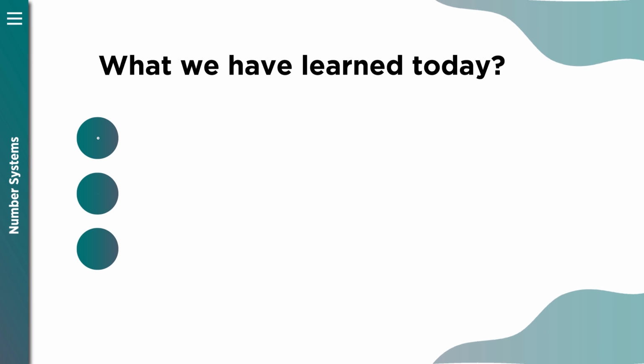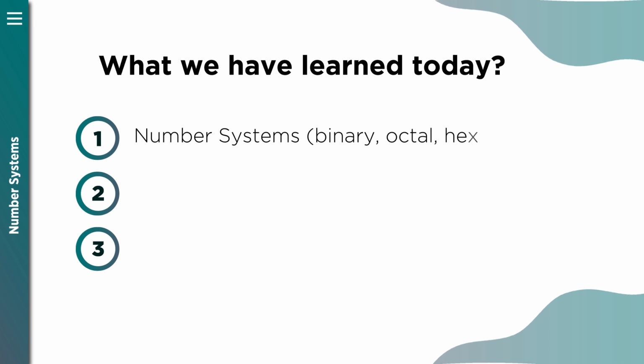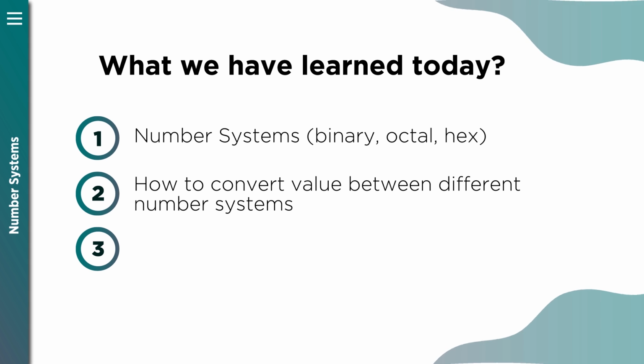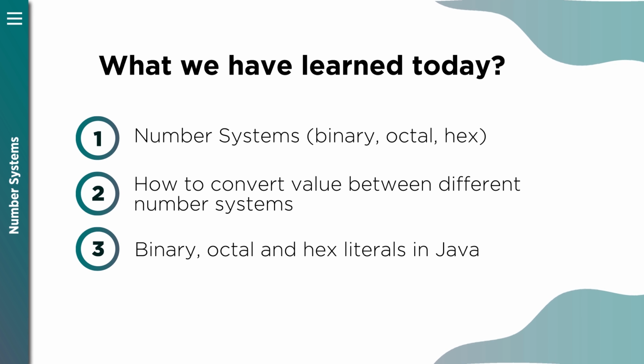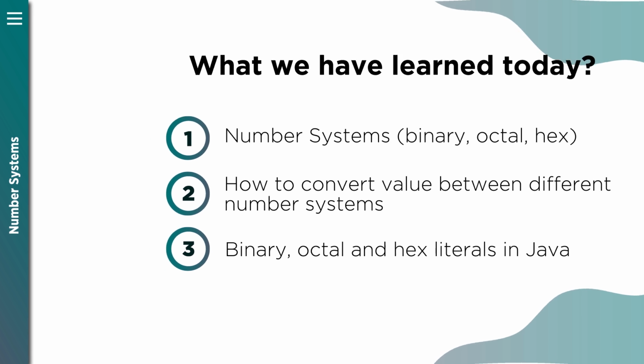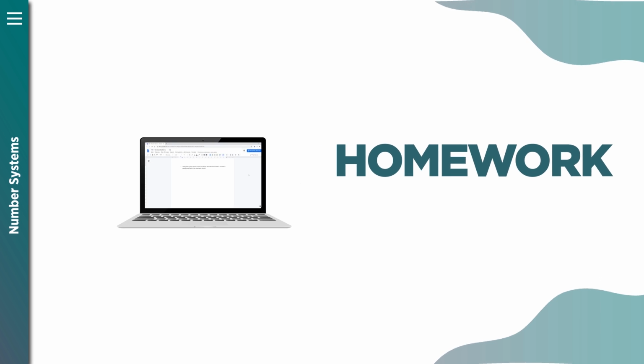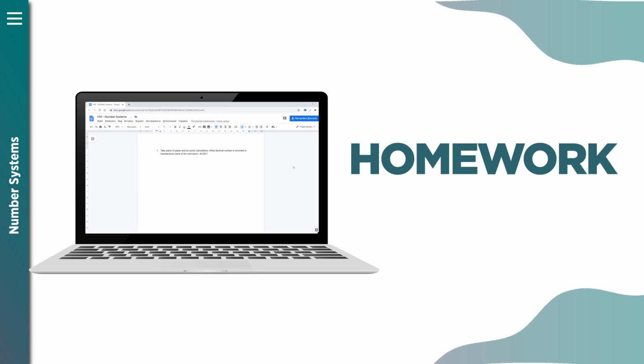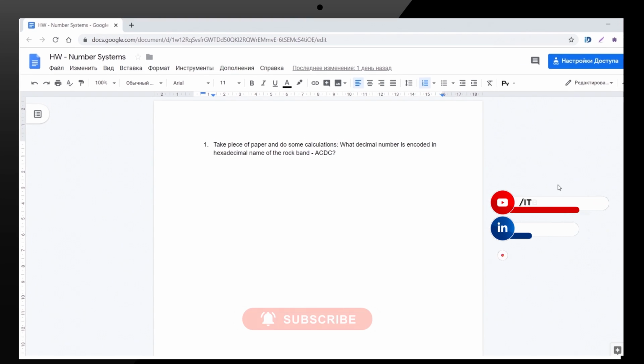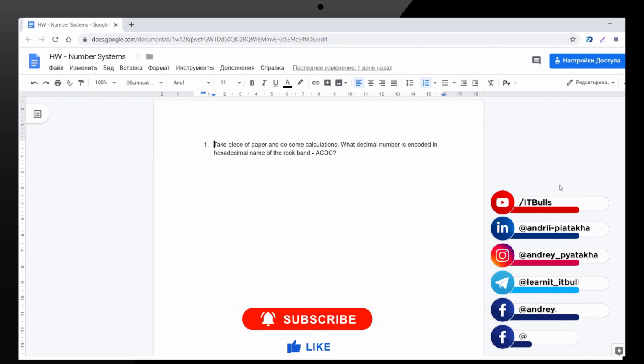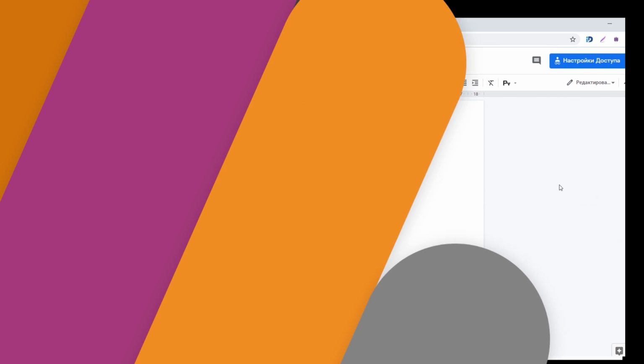Let's recap what we have learned today. In this lesson we have learned what number systems are. We know how to convert from binary, octal and hexadecimal systems to decimal. We know how to use binary, octal and hexadecimal literals in Java. And now your homework. Hope it will be easy and fun for you. Just try to find out what decimal number is encoded in the hexadecimal name of the rock band AC/DC.